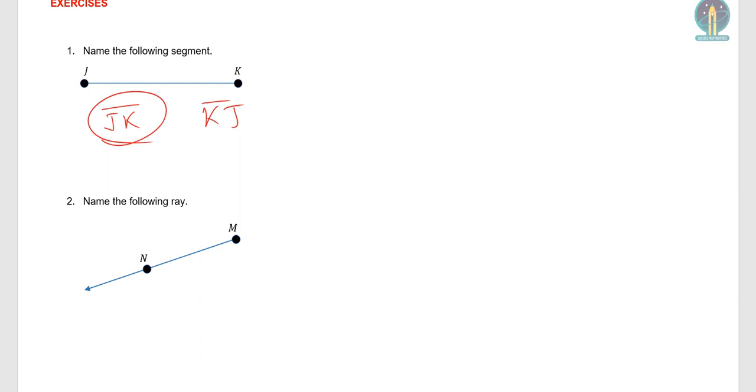For rays, however, we did mention that it's customary to start from the endpoint and then use the other point that's on the side of the endpoint where the ray is extending to infinity. So in this case, it's customary to say ray MN, and then draw the arrow on top as shown.